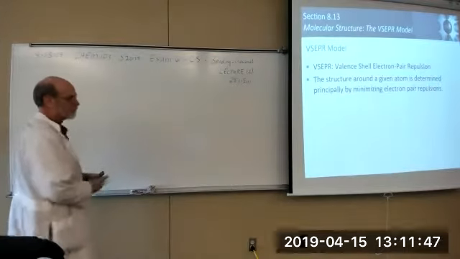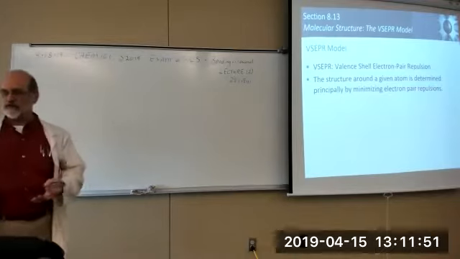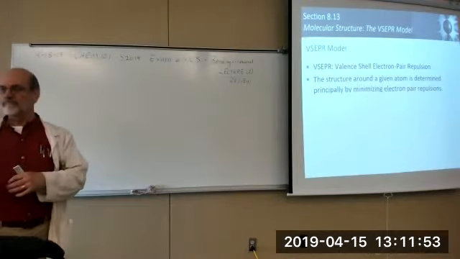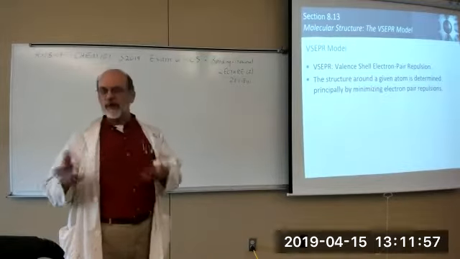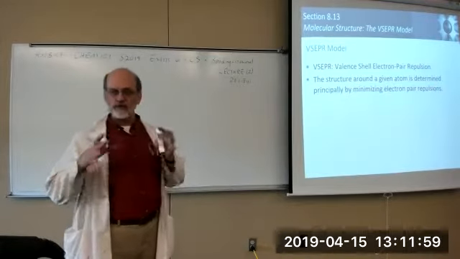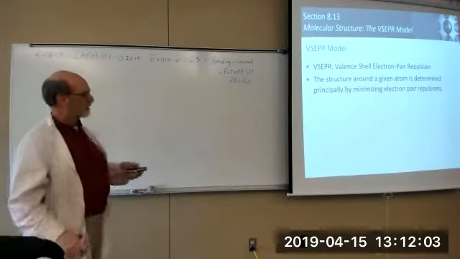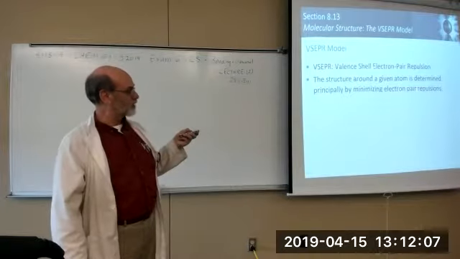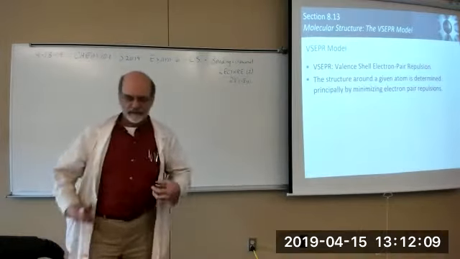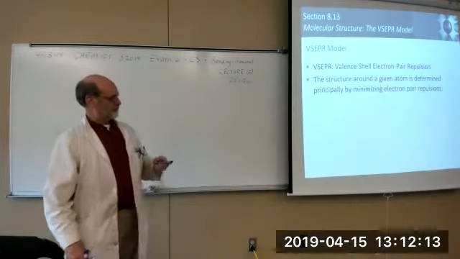But just be aware. Okay, now that we have valid Lewis dot structures, we need a way to determine the geometry of the molecule based on those structures. And this is the VSEPR model. VSEPR stands for valence shell electron pair repulsion. A lot of big words strung together.